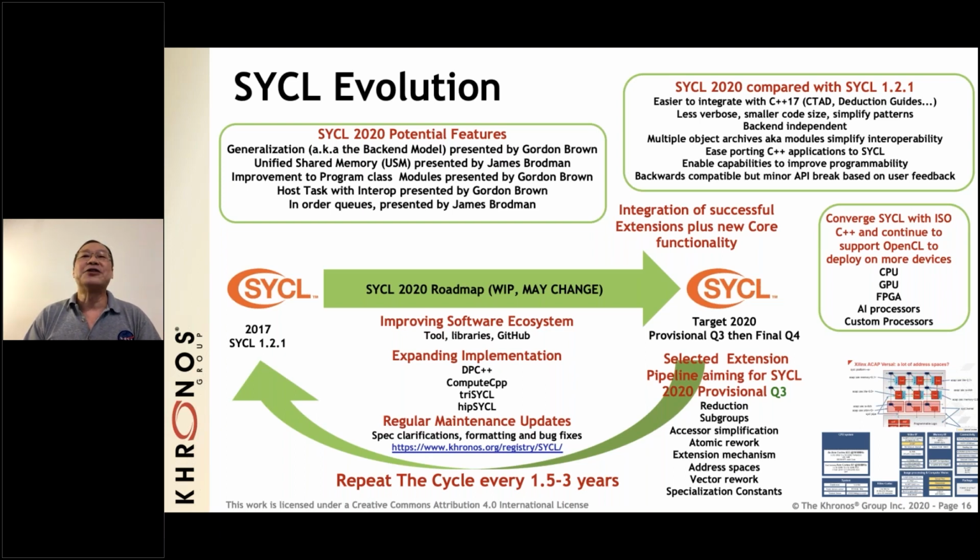In the bottom right, you will see there are many new features that are still in the pipeline. And on the far right, you see that our main goal is converging SYCL and ISO C++ while continuing to strongly support OpenCL, driving to support more kinds of chips. The main diagram illustrates our philosophy of moving from SYCL 1.2.1 to SYCL 2020 and iterating the cycle with new releases every 1.5 to 3 years from previous to the next release. Next slide, please, Simon.